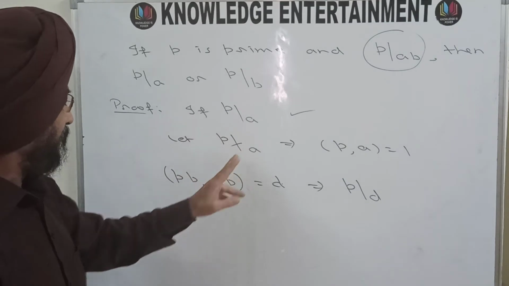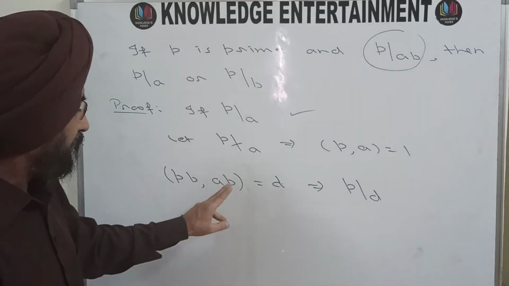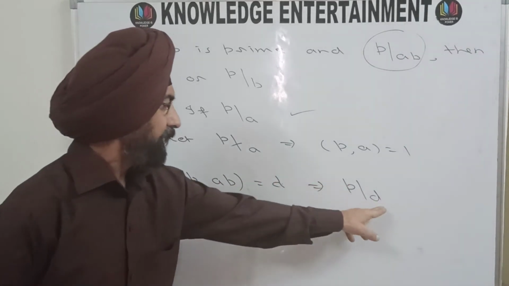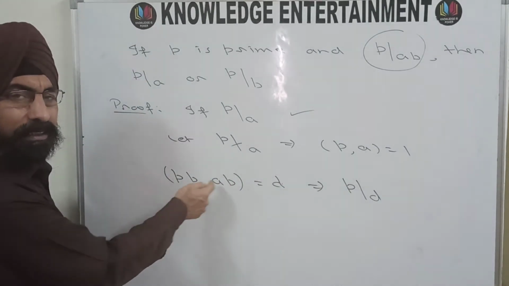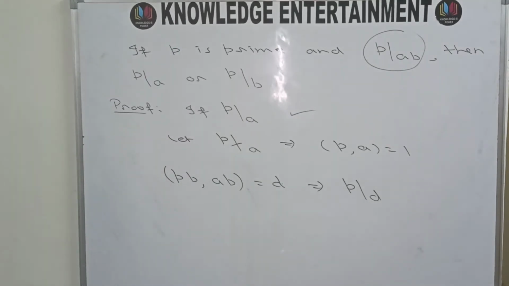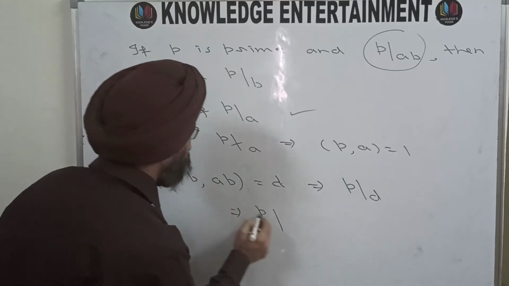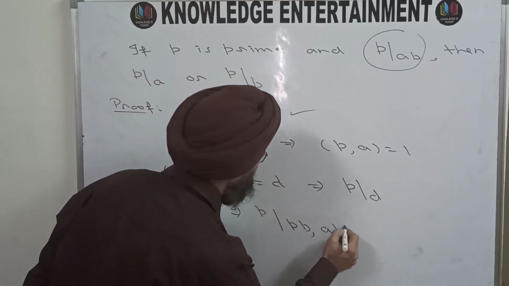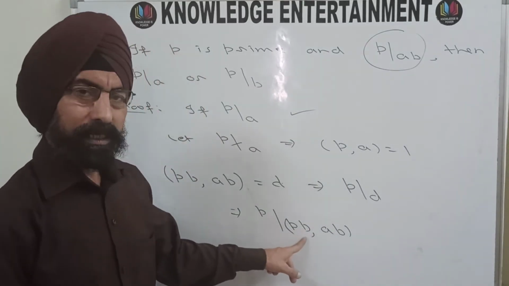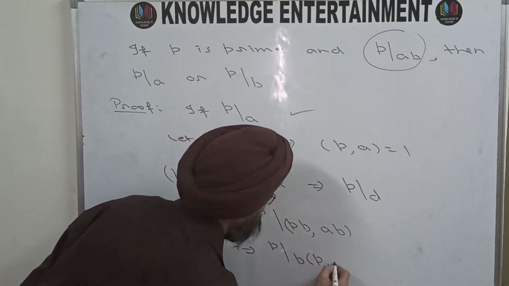P is not dividing A. P is dividing D, and P dividing D means P divides both of these, P divides PB and P divides AB. So P divides the GCD of these two, PB and AB. In PB there is B, in AB there is B, so B can be taken out. So this means P divides B times GCD of P and A.